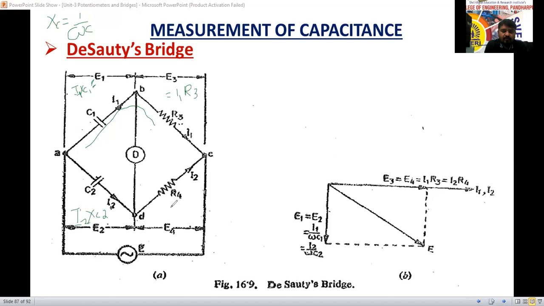And E4 equal to what formula? Can anyone tell? Which current we have to use? According to Ohm's law, V equal to what? Aniket Nakate. Yes, sir. V equal to what? According to Ohm's law, what is the formula? V is equal to IR.